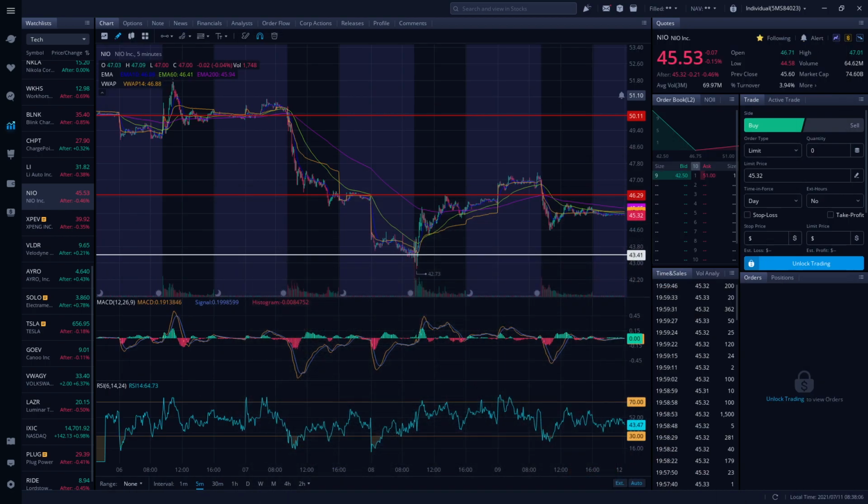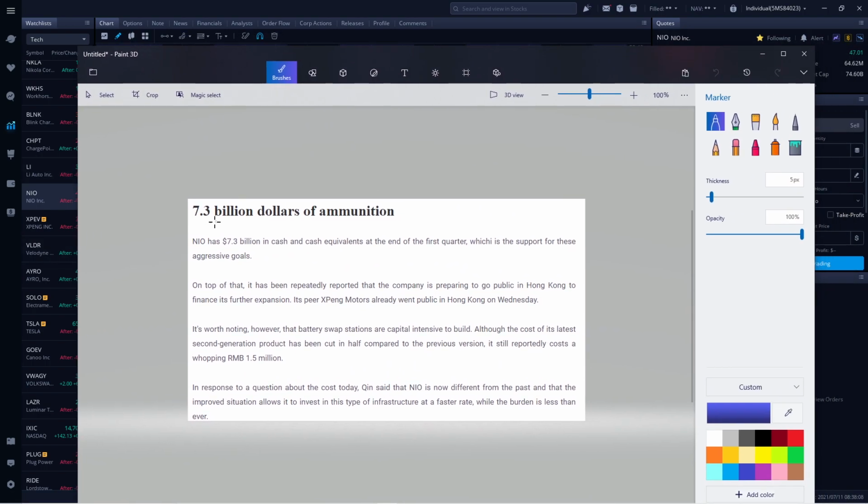Man. Let's talk about the cash, right? They have $7.3 billion in ammunition, so they have $7.3 billion in cash and cash equivalents at the end of the first quarter. We support these aggressive goals. We knew that XPeng already went public in Hong Kong, right? However, battery swap stations are capital intensive to build. That's why I always cover the battery swap stations, because it's another source of revenue continuously flowing to NIO, and that's what we all want to hear about, right?